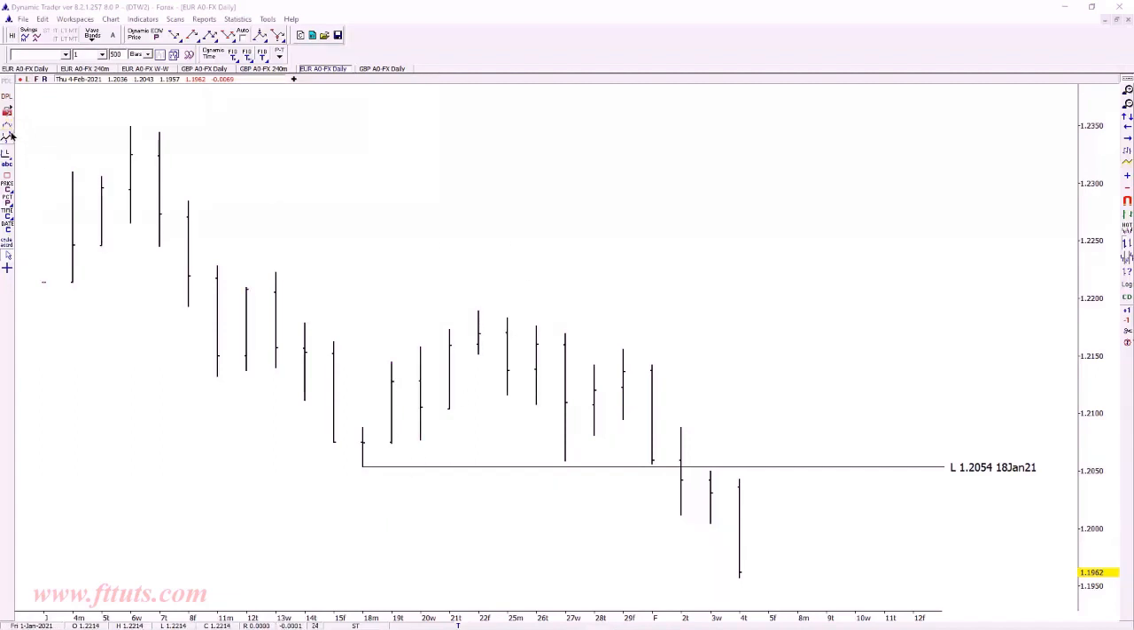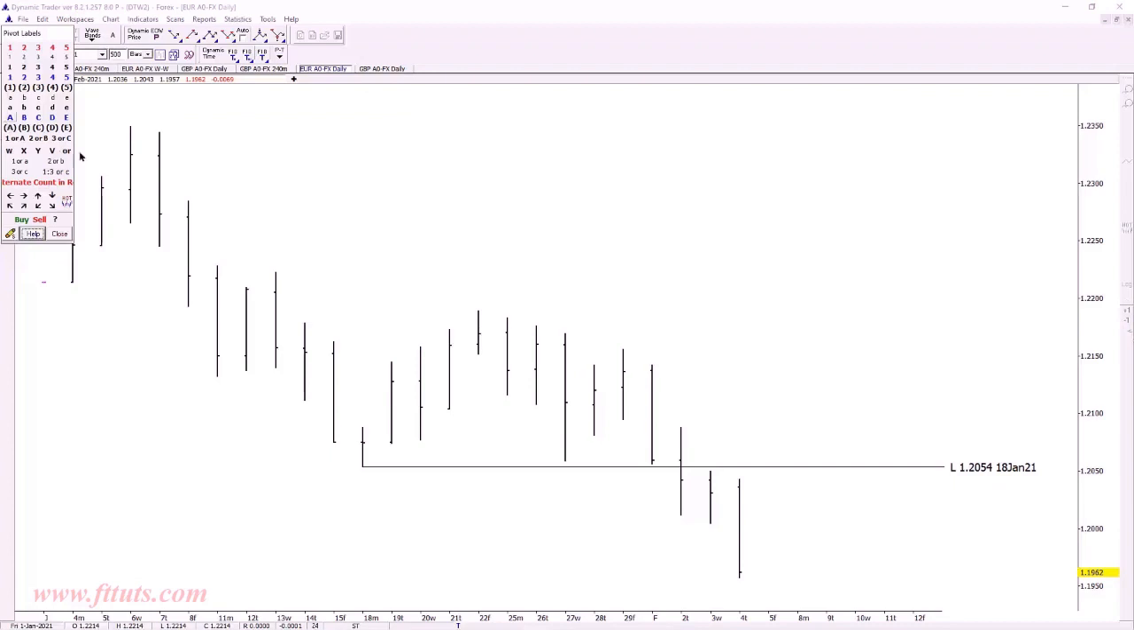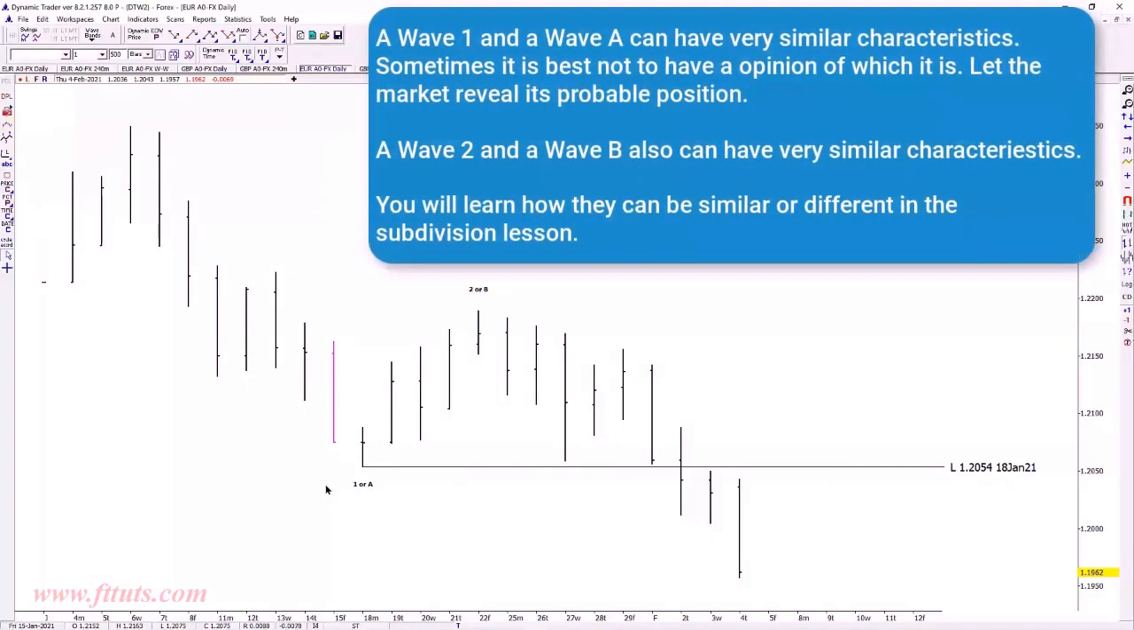And here's how I frequently label sections like this. Is this an A and a B, or is it a 1 and a 2 of a bear trend? Well, I don't know. So a lot of times I will just label it a 1 or A, and it's a 2 or B, and we're making a 3 or a C. We'll let the market tell us what it's doing, what it's making, instead of making a judgment. So let's add some more bars on the chart.